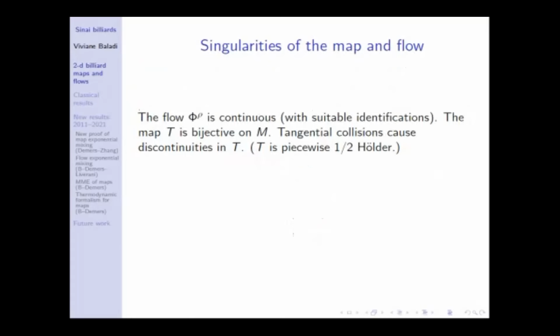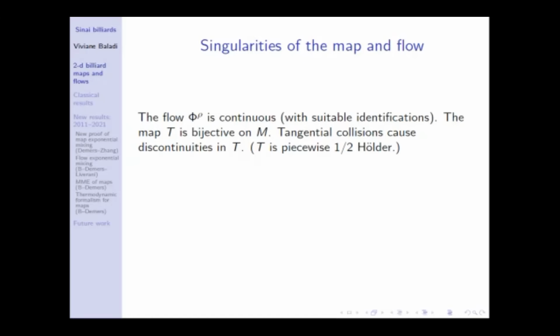Okay, so that's a very simple system. And now there is bad news and good news. The bad news is what makes the system interesting, hard to study, so interesting to study. So I start with the bad news. The bad news is that this map has singularities. If you identify the incoming and the outgoing angle, the flow is continuous, but the map is not continuous.